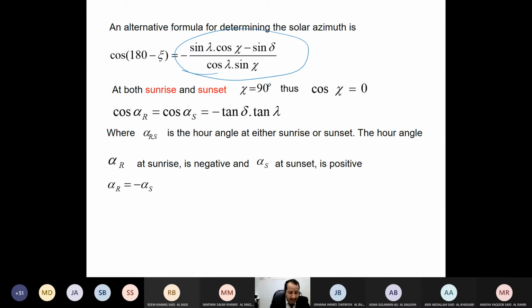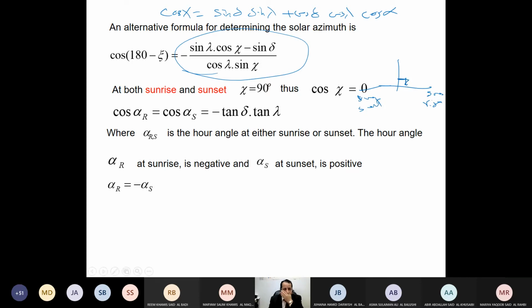Now, you remember the slide where I mentioned cosine zenith angle equals sine delta sine lambda plus cosine delta cosine lambda cosine alpha. You remember this formula from the previous slide. At sunrise, here is sunrise, and here sunset. At sunrise, the angle is 90. Now, if the sun is here, and this is the zenith, the angle between them is 90, right? So if I substitute 90 here, cosine 90 will be 0. Take this to the other side, it will be in minus. Divide and simplify. We get this formula.